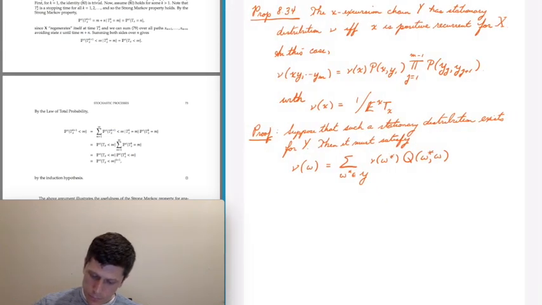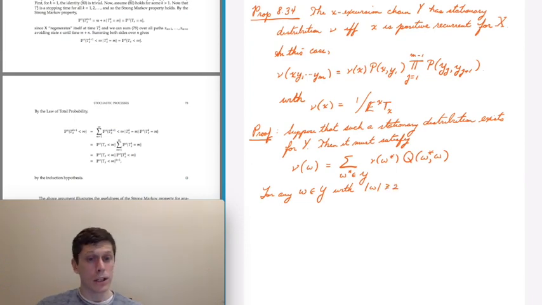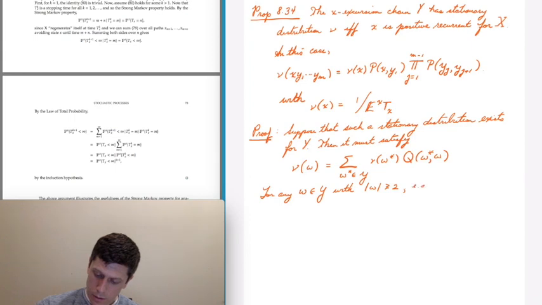So for any word with length bigger than 2, and the only word with length less than 2 is the word just x, because we know that everything has to start with x. For any word that looks like this, let's say, we'll write it this way.